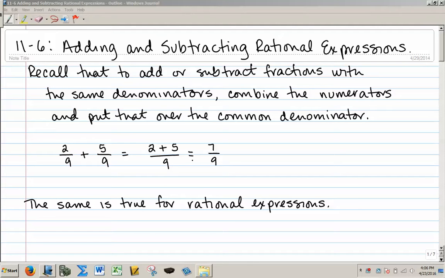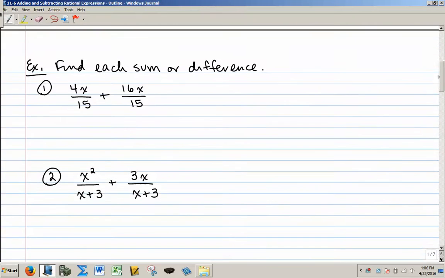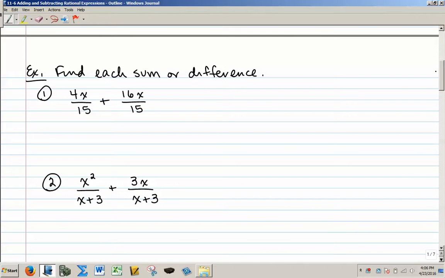The same thing is going to be true for rational expressions. So let's take a look at a couple examples here. Find each sum or difference. So I have 4x over 15 plus 16x over 15. Since I have the same denominator of 15, I just combine my numerators. 4x plus 16x is 20x, and that's over 15.